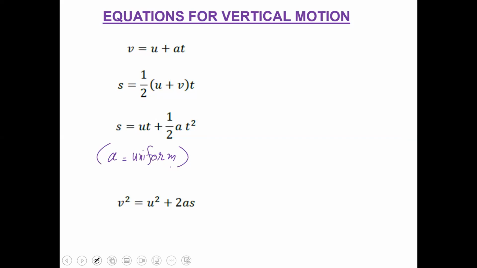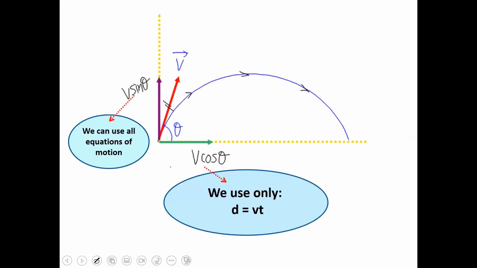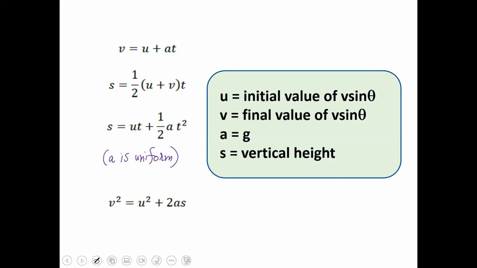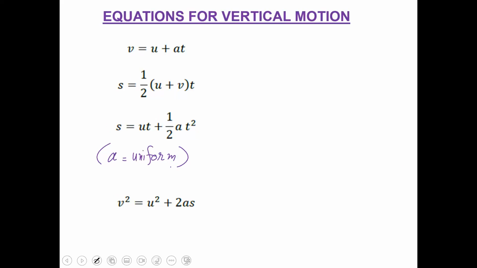So repeat the concept with me: there are two dimensions of motion in a projectile, v sine theta and v cos theta. For v sine theta, you have the complete set of equations. Equations for vertical motion, this is the heading, and these are the equations. So remember to keep the heading, equations for vertical motion. Check it, and if you haven't given the heading, please give the heading again.